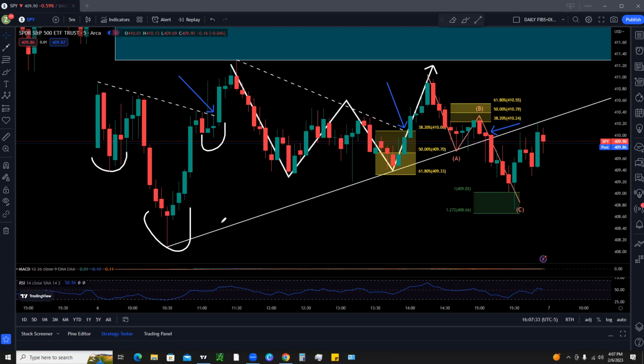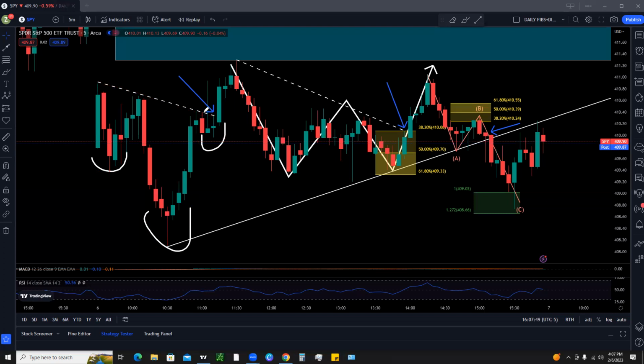So the first one we get is we end up forming a nice little inverse head and shoulders here, okay, indicated by our left shoulder here, our head, and then our right shoulder over here. And we have our trend line that we're breaking. So you want to look for a break and retest of the trend line.